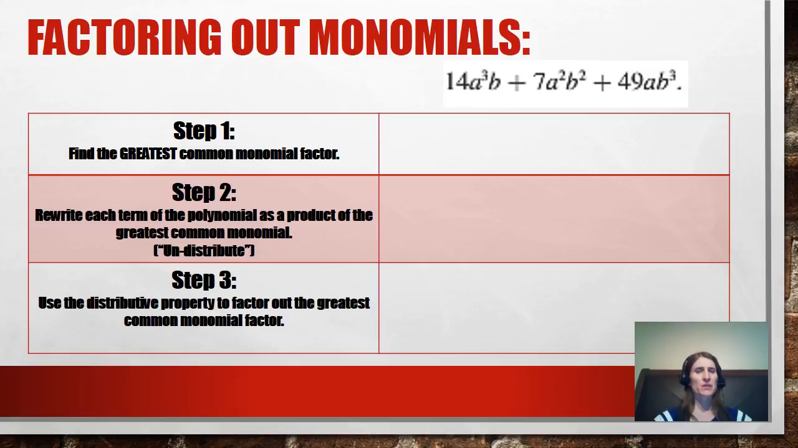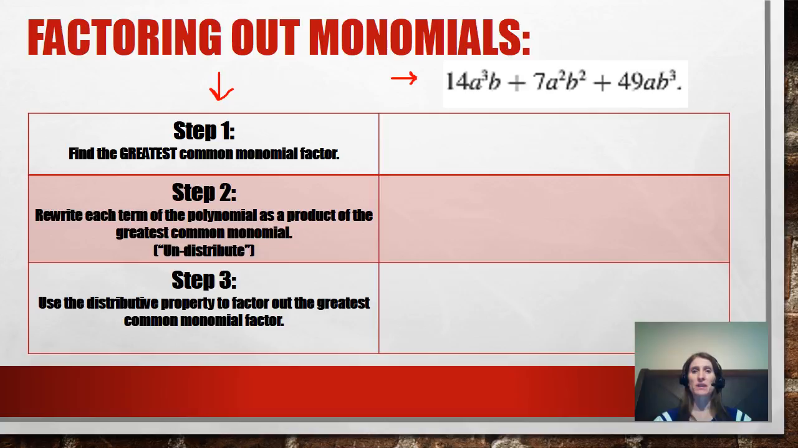All right, so the first thing we did was factoring out monomials, and here we have some steps. I do want to go over these steps using this example over here. Our first step says to find the greatest common monomial factor. So I'm looking at this problem and saying, what is the greatest thing that's in common in all three terms? And it has to be common in all three. If it's common in 2, sorry, it doesn't work.